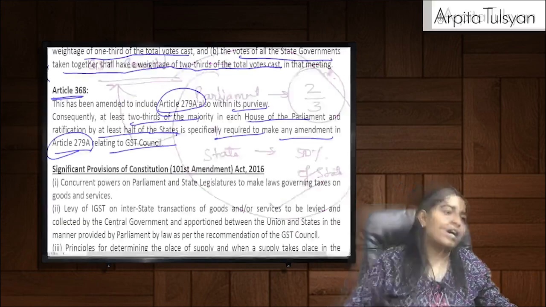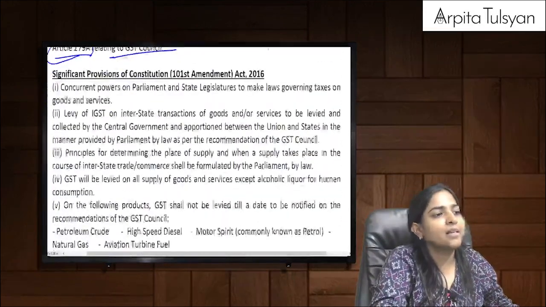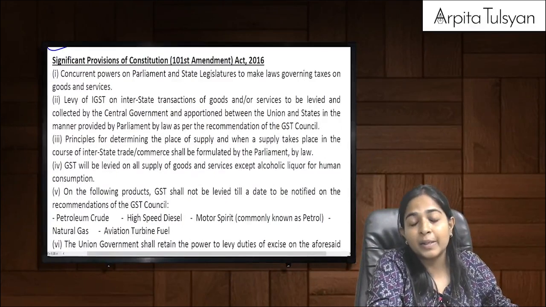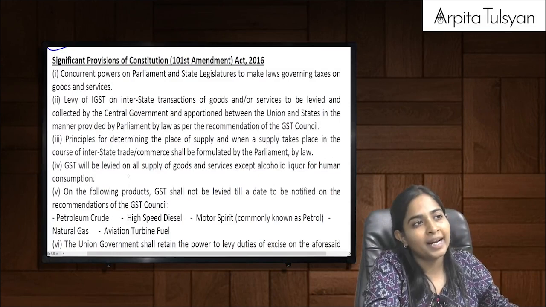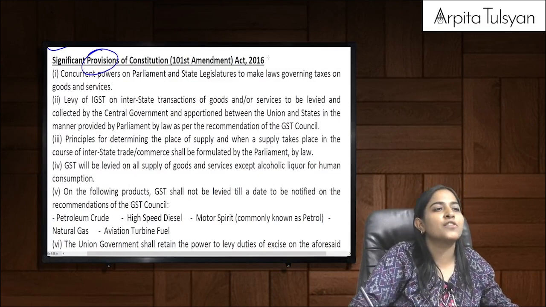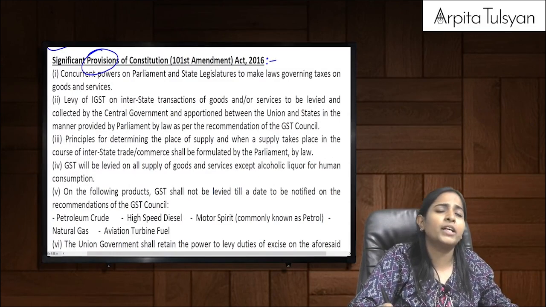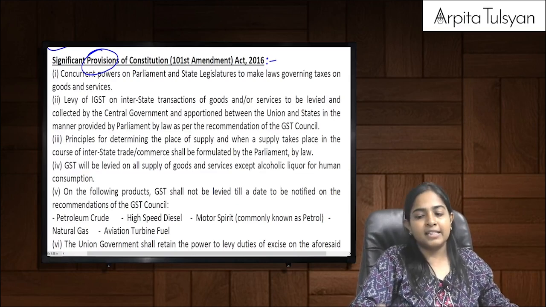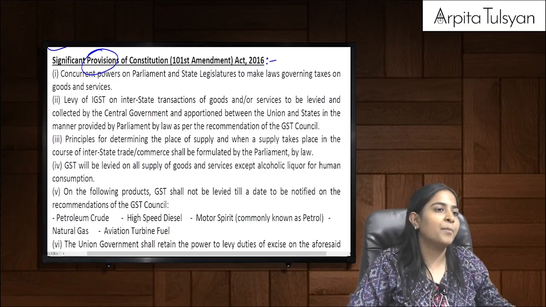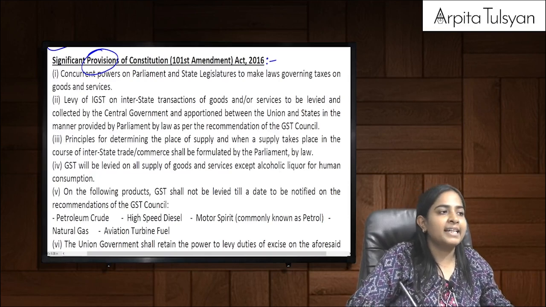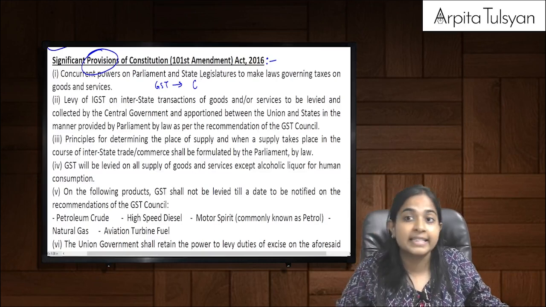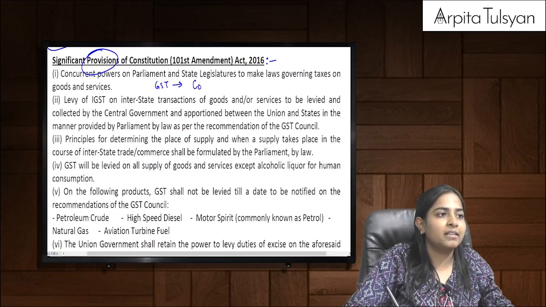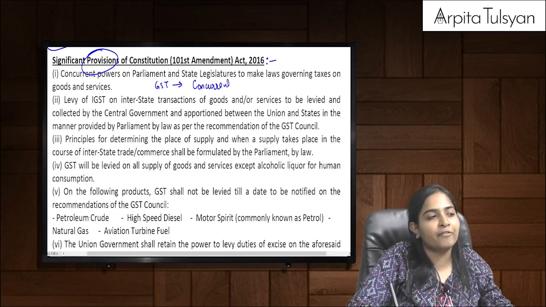And the last one, that constitution amendment was done. So a bill was proposed and then it was converted into an act. Some important provisions from that have been highlighted here. We have just summarized a few things and put them together. Here they are telling that for GST, concurrent powers are there. Remember, it was forming part of List 3. GST is concurrent because both of them have got the powers.